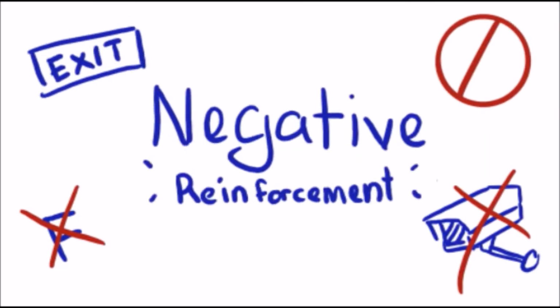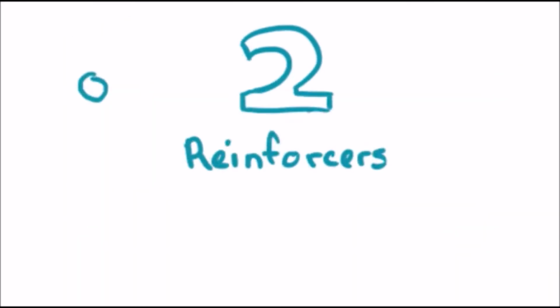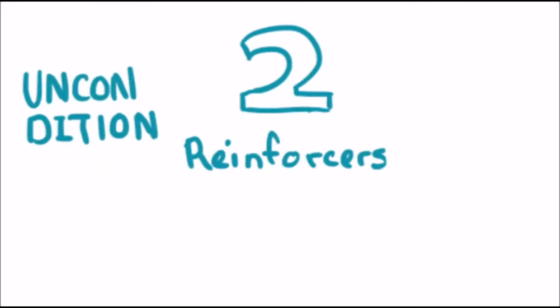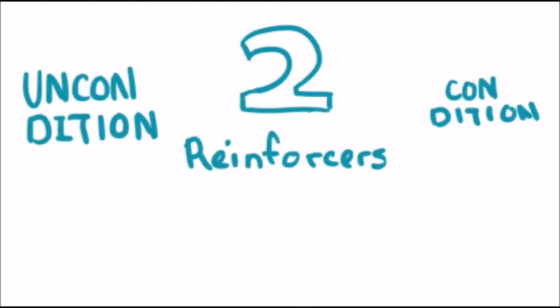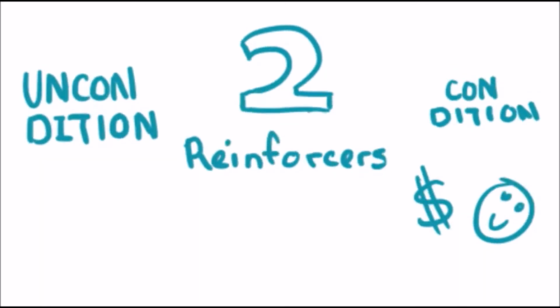There are two types of reinforcers. Unconditioned reinforcers, which are biologically determined, such as food and water. Conditioned reinforcers are previously neutral stimulus, for example, money or toys.